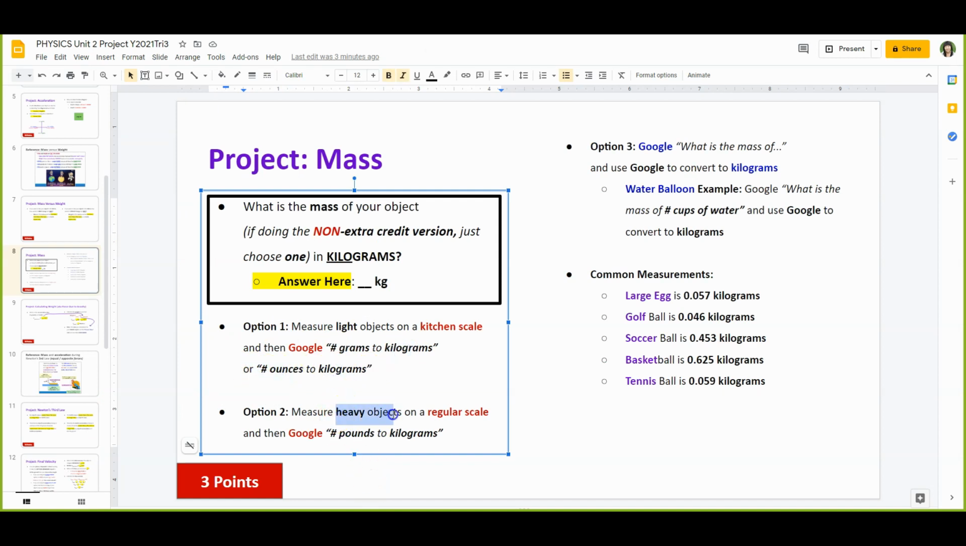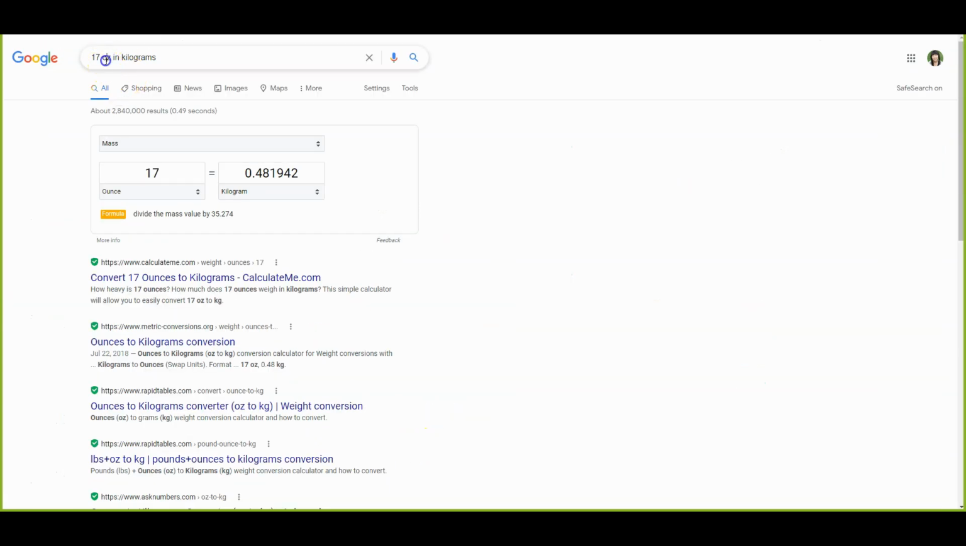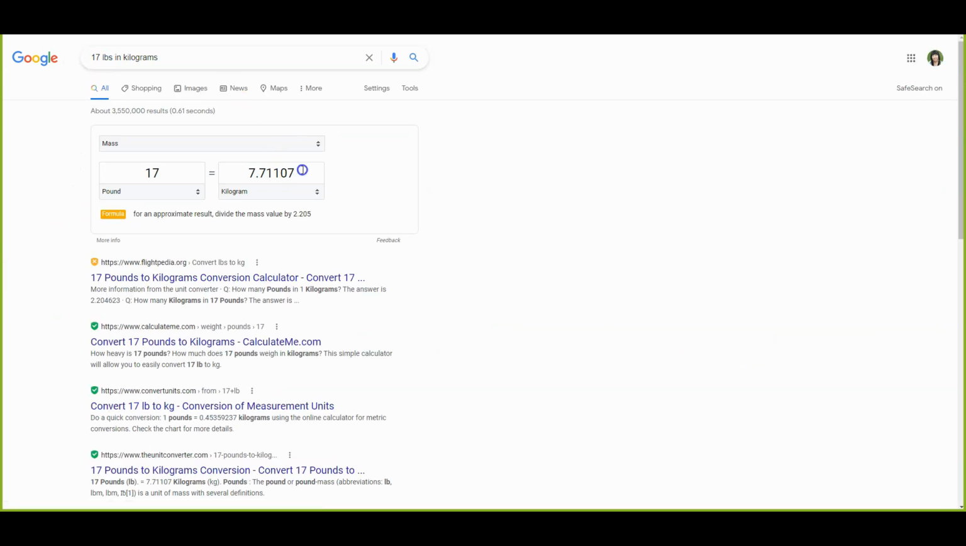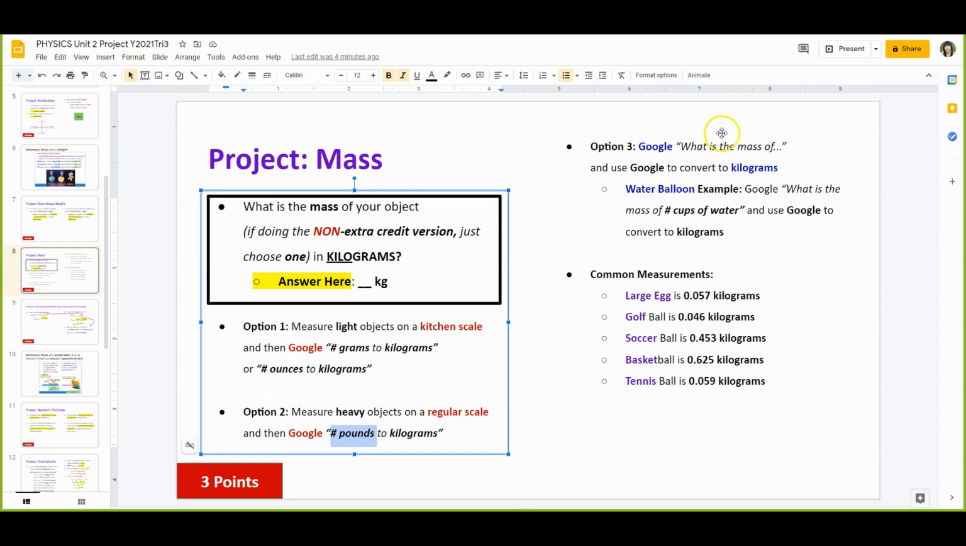Same thing if you have a heavier object, you can measure that on a regular scale, like you would measure your weight, and just do pounds to kilograms. So 17 pounds in kilograms would be 7.7 kilograms, okay?